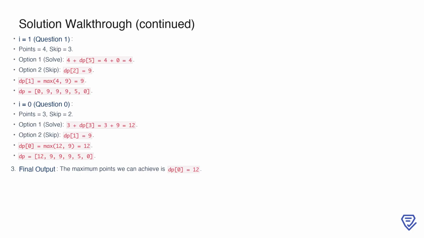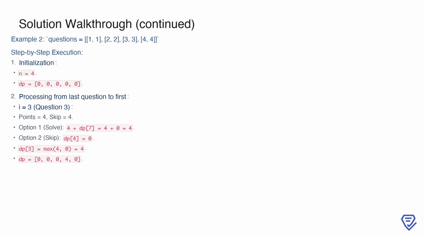The final DP array is 12, 9, 9, 9, 5, 0. The maximum points we can achieve is stored in DP[0], which is 12. In this example, the questions array is [[1,1],[2,2],[3,3],[4,4]]. We initialize n to 4 and the DP array to 0, 0, 0, 0, 0.